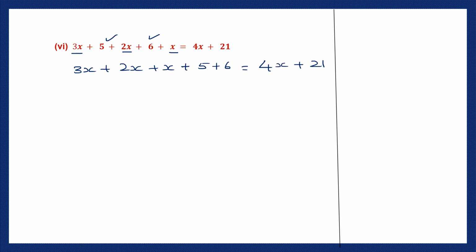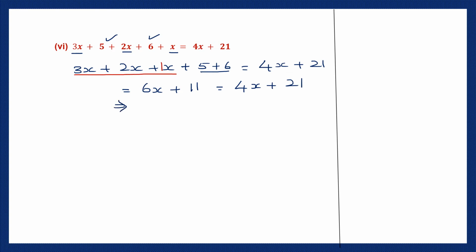So let's add up 3x plus 2x plus 1x. 3 plus 2 is 5, 5 plus 1 is 6. So 6x plus, now we'll add up 5 and 6. 5 plus 6 is 11. This is equal to 4x plus 21.